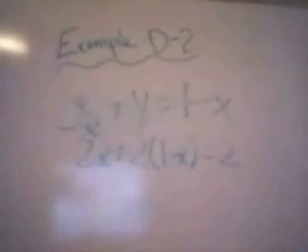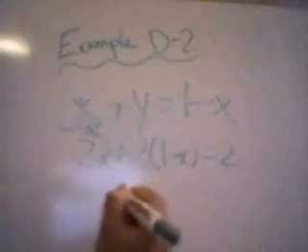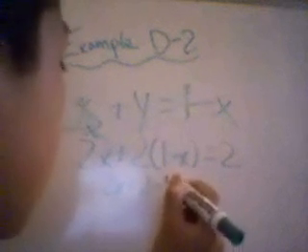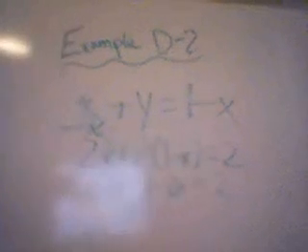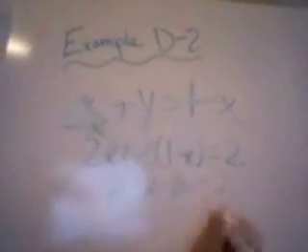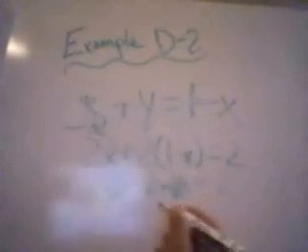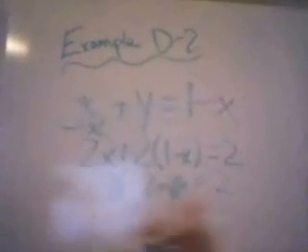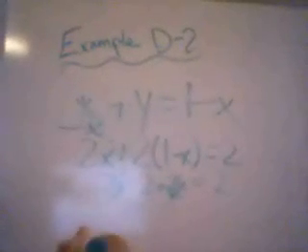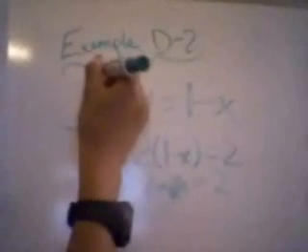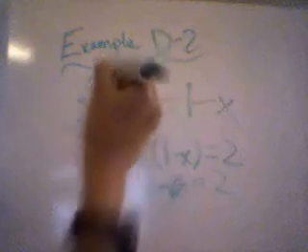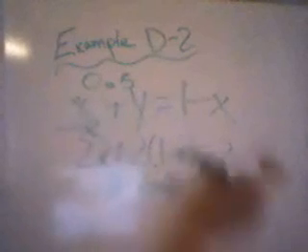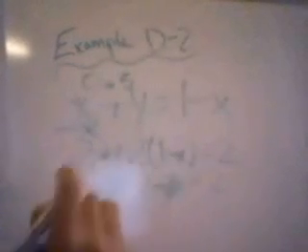Okay, let's solve. Now, 2x plus 2 times 1 is 2. 2 times negative x is negative 2x, and it equals 2. Well, 2x and negative 2x cancel out, which leaves 2 equals 2. That means that both these equations are equal. Now, in this case, you can look at both of them, and you can tell that both x and y are equal to 0.5, because 0.5 plus 0.5 is 1, and 2 times 0.5 plus 2 times 0.5 is 2. 1 plus 1 is 2.